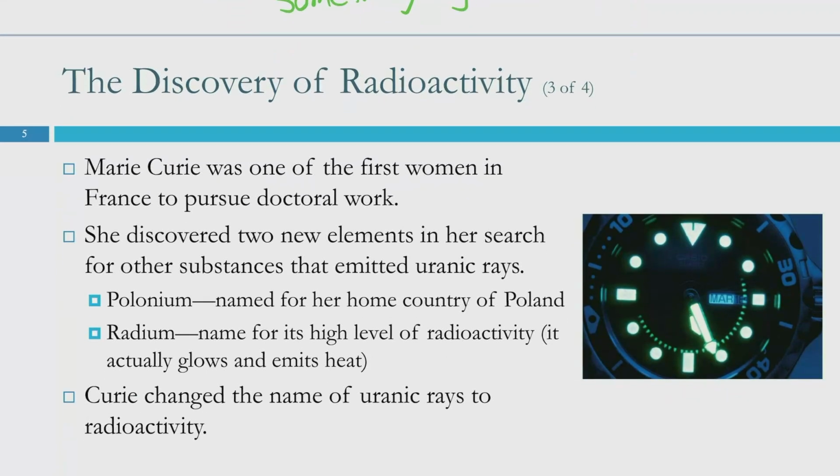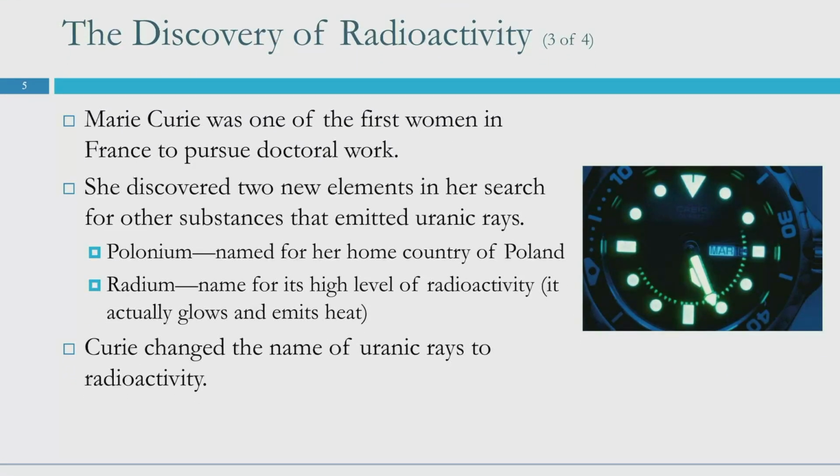More on radioactivity. Marie Curie was a Polish woman, one of the first women in France to pursue doctoral work, and she discovered two new elements in her search for other substances that emitted, still at that point, called uranic rays. One of them being polonium, named after Poland, her home country, and another being radium. And radium glows in the dark. That's why we've got a picture of a watch here. Probably not one that has radium on it. It looks a little bit newer than that.